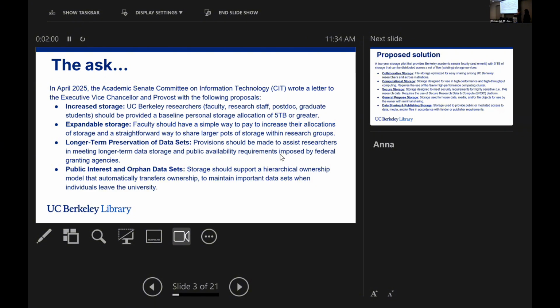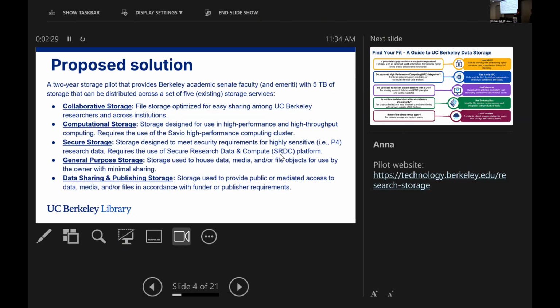They wanted a better solution for longer-term preservation of data sets, particularly data sets that needed to be preserved for federal grant requirements. And we've also never, as a campus, really addressed the public interest or orphan data set issue. So we wanted more of a hierarchical ownership model that would transfer ownership to the library and the university for long-term stewardship of data sets.